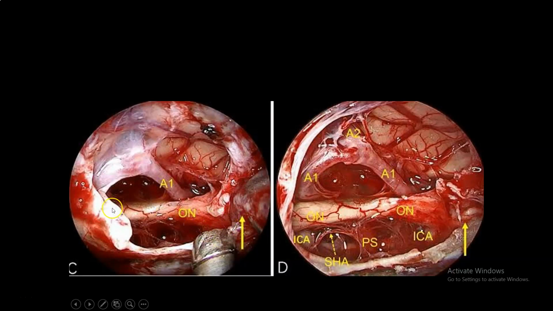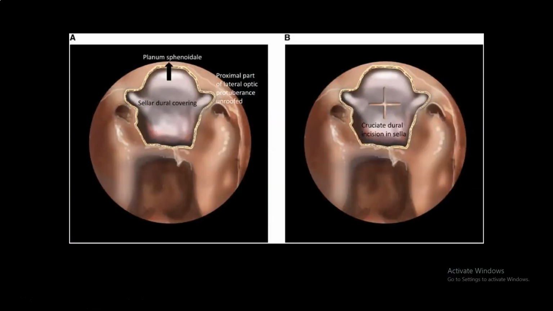You remember, this is the chiasm, and this is the superior hypophyseal artery coming from lateral to medial, and above the chiasm from below, you can see the A1 segment of one side, the A1 segment of the other side, and the A2 segments. And of course, here you see the pituitary stalk and internal carotid. So you are in front of the pituitary gland. Pituitary gland is here.